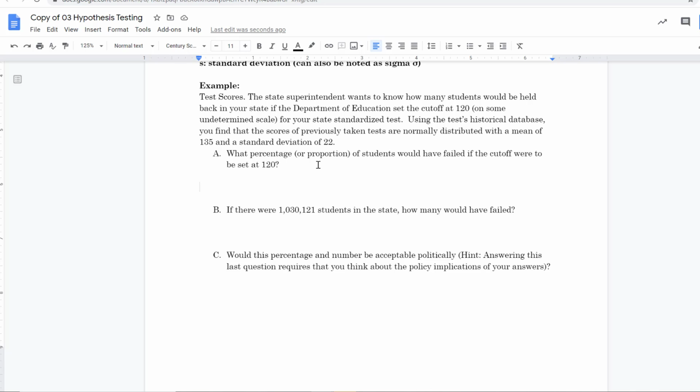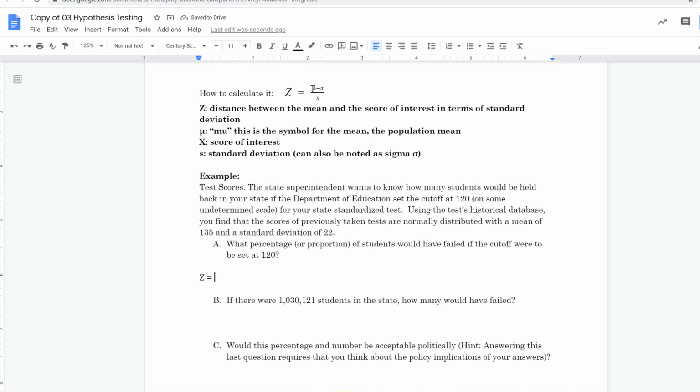So first, let's just set up our formula. We're going to have z is equal to, and let's go back up here. We know mu. Mu is our historical average, our population average. We're going to say that is the 135. And we're going to subtract from that our score of interest, which here is 120. After we do that, we're going to divide by the standard deviation of our historical information from the database, which is 22. So this is where you need to pull out your calculator, and we can race and see who gets there first.